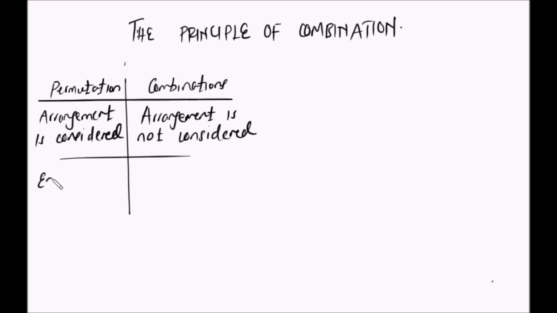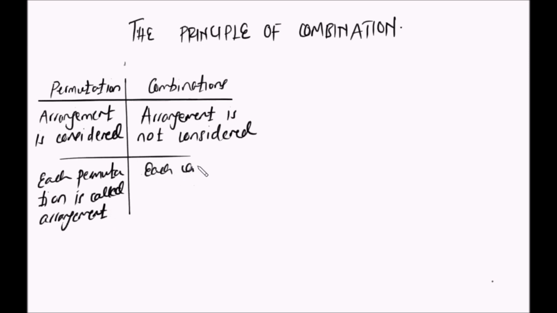Each permutation is called an arrangement. While for combination, each combination is called a what? Each combination is called a selection.